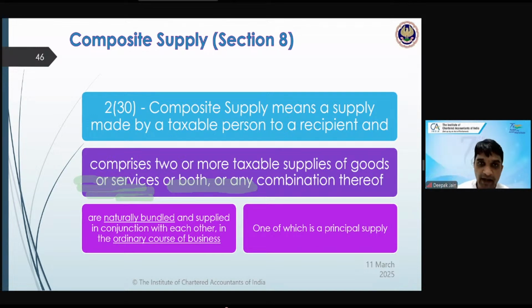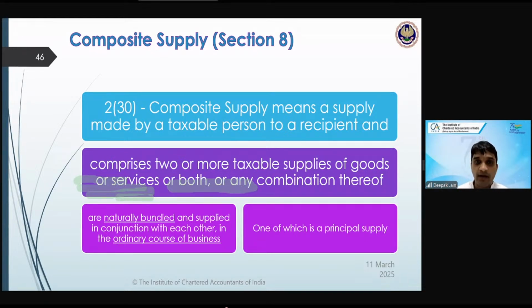So there are two supplies. One is supply of goods, which is an air conditioner, and installation is a service. So that's why it says comprising of two or more taxable supplies of goods or services or both. Not necessary that the principal supply and ancillary supply should both be goods or both should be services. One can be goods, one can be service. Air conditioner is a goods, installation is a service, right?